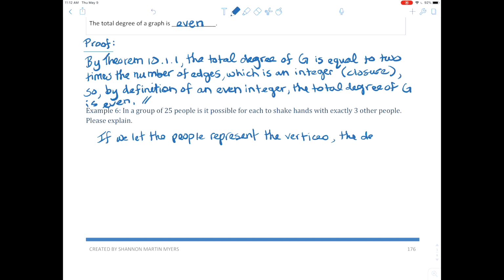So the degree of each vertex would be what? Well, they have to shake hands with exactly 3 other people, right? So it would be 3, and they're not going to shake hands with themselves. Although some of my friends might.